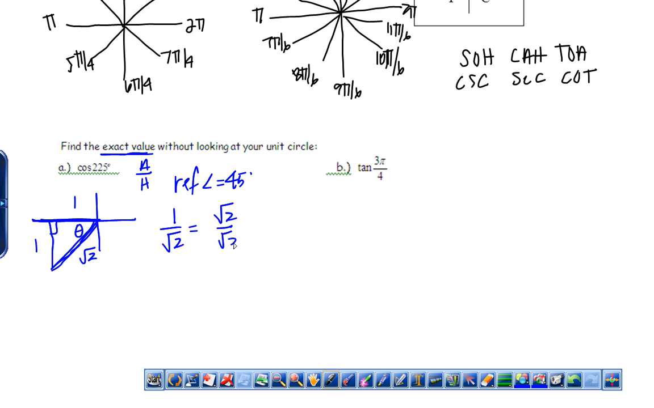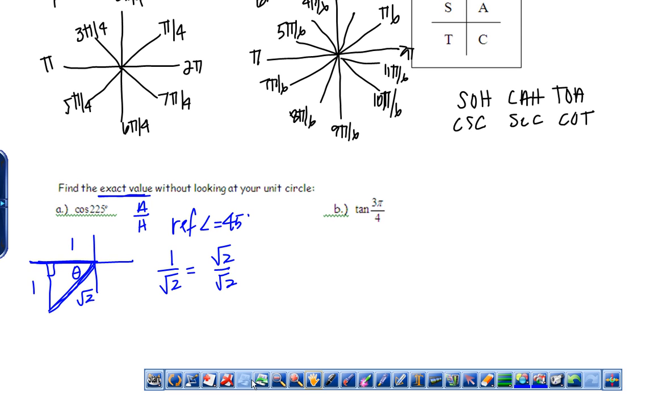2. Now, what some of you are forgetting to do is to go back and check all students take calculus, and since it's in the third quadrant, tangent's the only one that should be positive. Tangent and cotangent, so this answer should be negative. And this is my final answer. This is an exact value. It's a ratio.